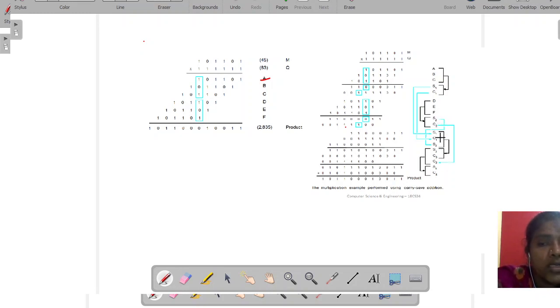Now S1, C1 is there, S2 is there, S3 is there. All these are added. Now S1, C1, S2 are added to generate S3. S3 is generated and C3 will be your result. Next, S3, C3, C2 are added to generate S4 and C4. Let me show you here with the circuit.